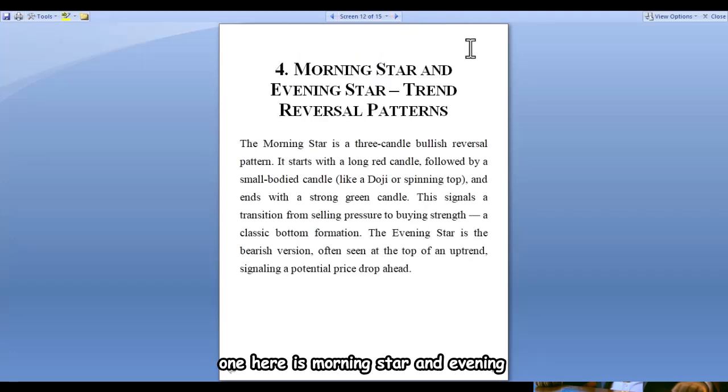The next one here is the morning star and evening star trend reversal pattern. The morning star is a 3-candle bullish reversal pattern. It starts with a long red candle followed by a small-bodied candle like a doji or spinning top, and ends with a strong green candle. This signal is a transition from selling pressure to buying strength, a classic bottom formation. The evening star is the bearish version, often seen at the top of an uptrend, signaling a potential price drop ahead. So now let's check out the image.